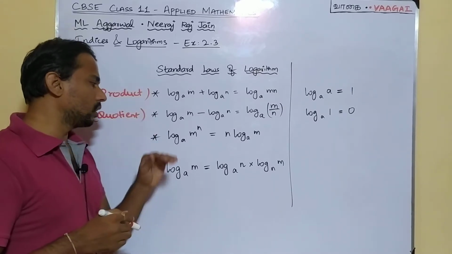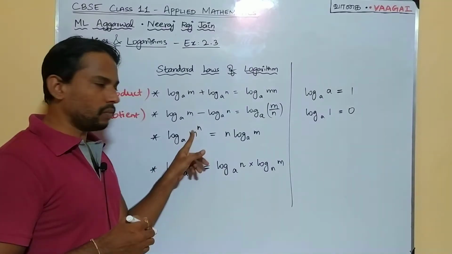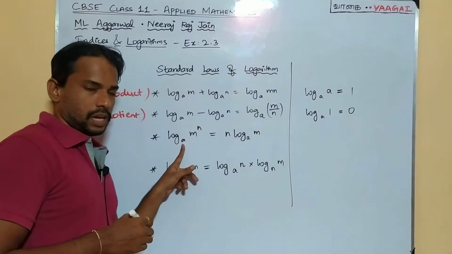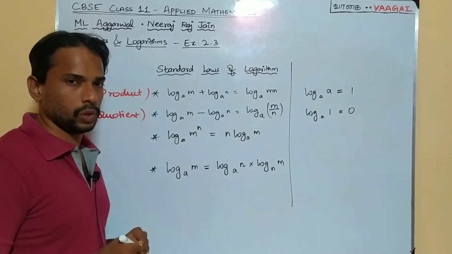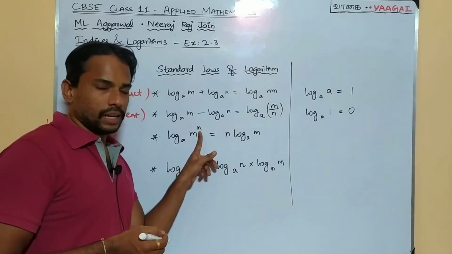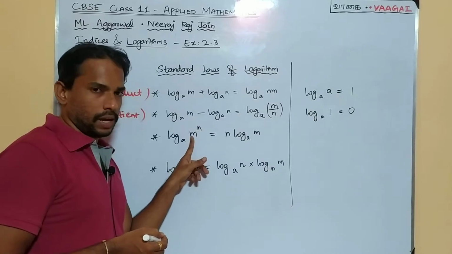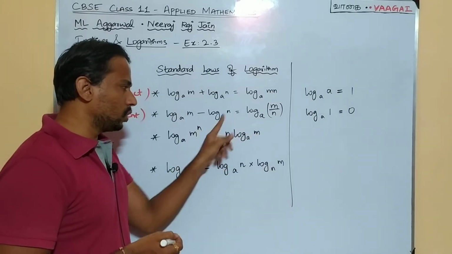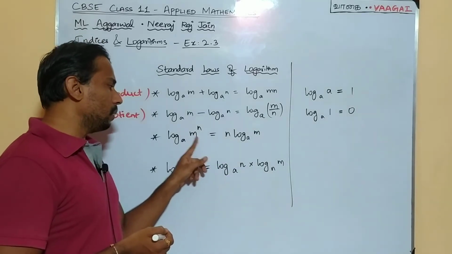Coming to the third law, this one says log of m power n to the base a will be equal to, it's a very simple law, the power n which is raised to m comes to the front. This becomes n times log of m to the base a.